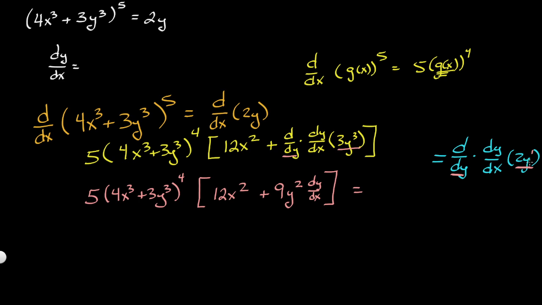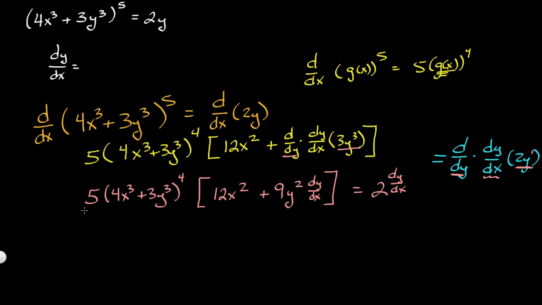And then this y to the first becomes y to the 0, which equals 1. So that's just equal to 2, but I still have my dy dx. Now it's a matter of playing around with distributive property to isolate this dy dx to one side. So I have two terms with dy dx in it. So I'm going to want to probably distribute over here.